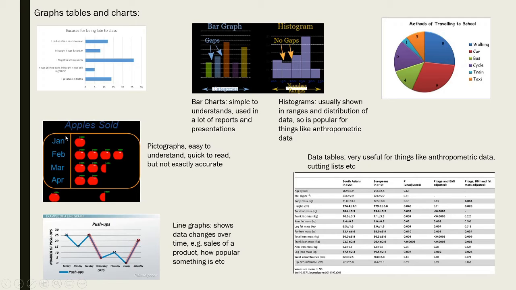You're not really getting any accurate data from that. So line graphs show data changes over time. Sales of a product, for example, or how popular something is.